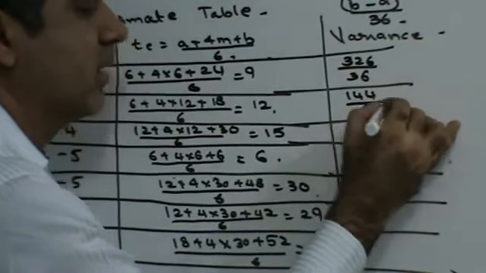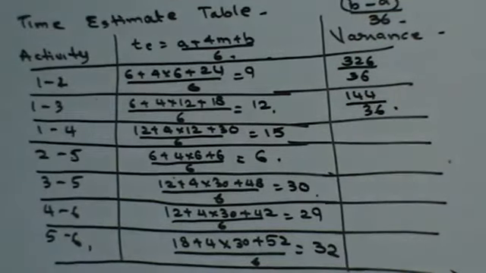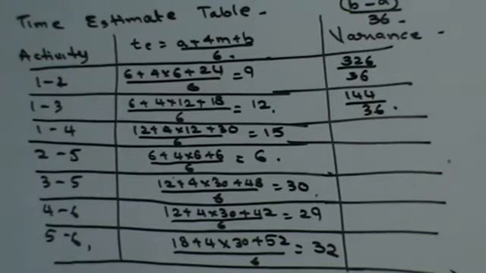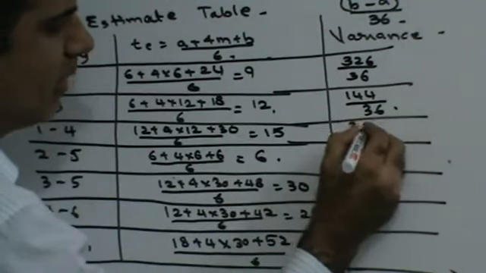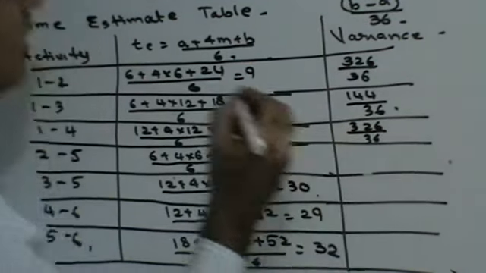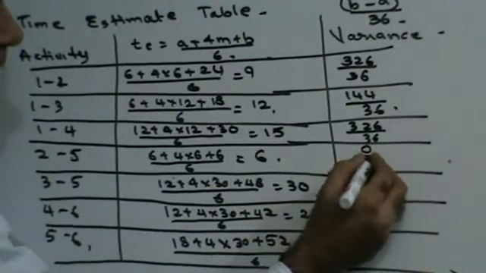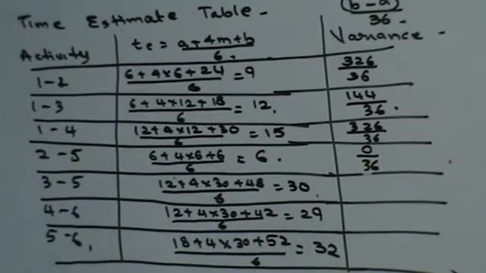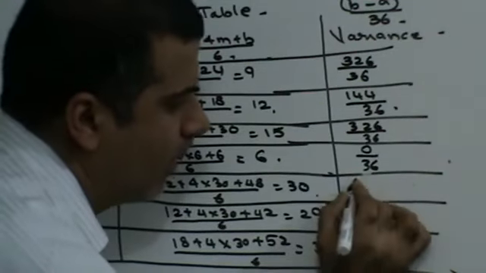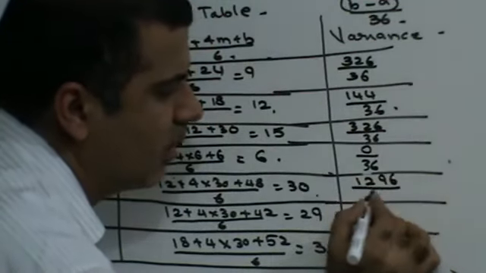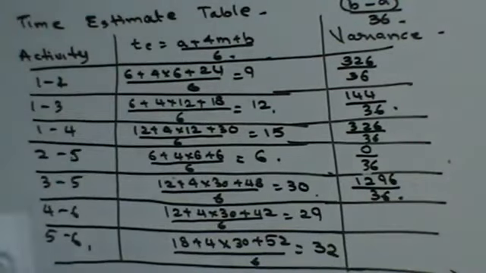Next, 30 minus 12, 18. 18 the whole square upon 36. That is going to be 326 upon 36. Someone just check that, please. Next, 6 minus 6, 0 by 36. Next, 48 minus 12, that's 36 the whole square. 36 the whole square is 1296. 1296 upon 36.